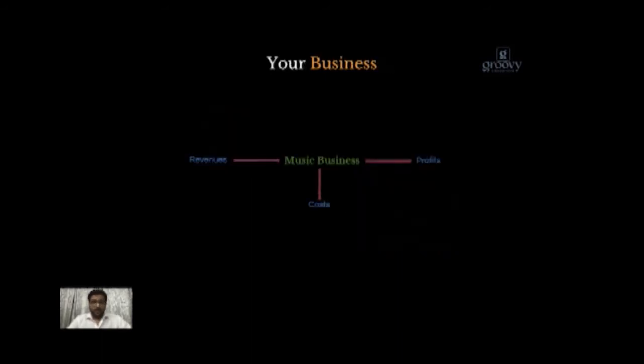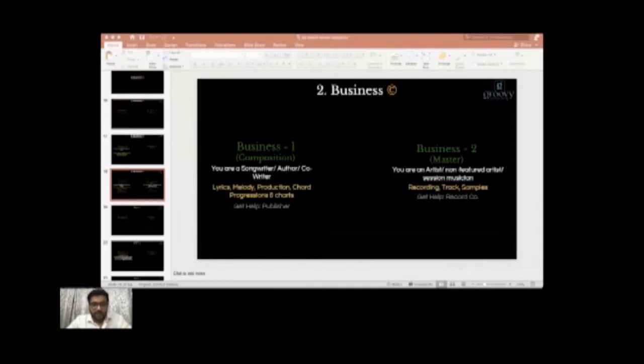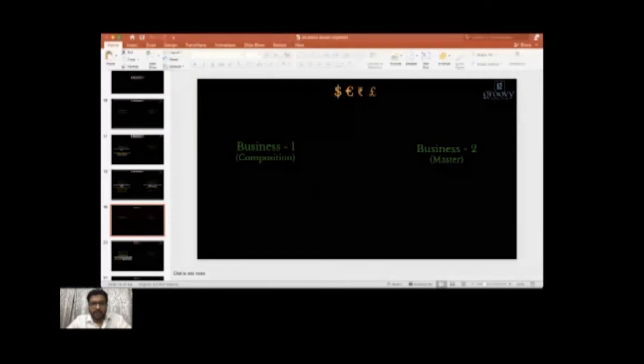So your music business, like any other business, will have a flow of revenues with some costs associated with it for either running them or upfront costs. And at the end, you'll have some profits out of it. Okay, so let's dive deeper into the money side. So how can you collect money?